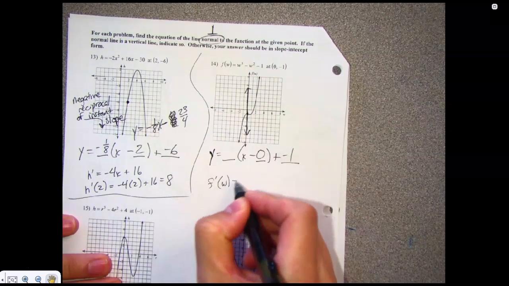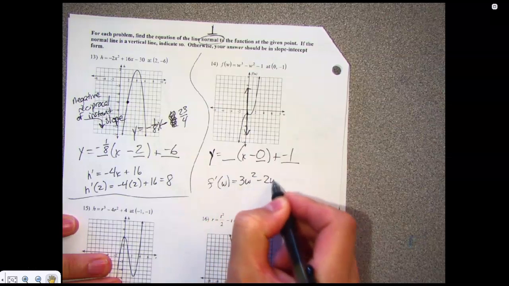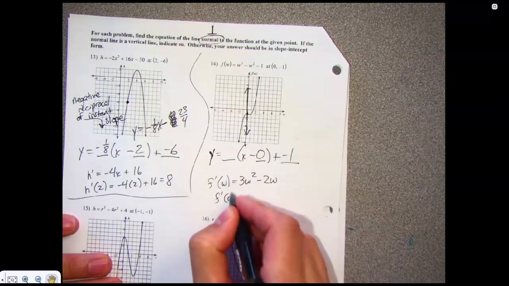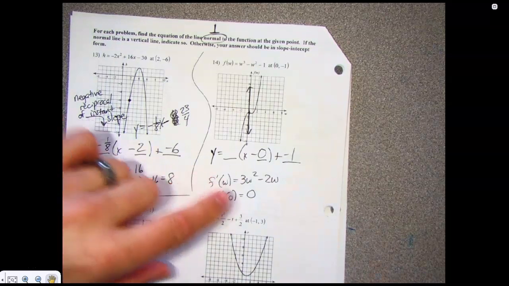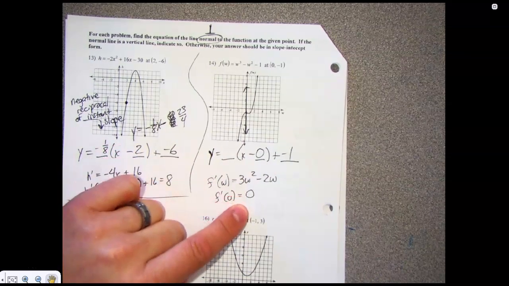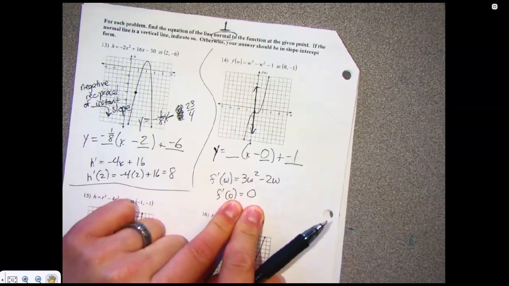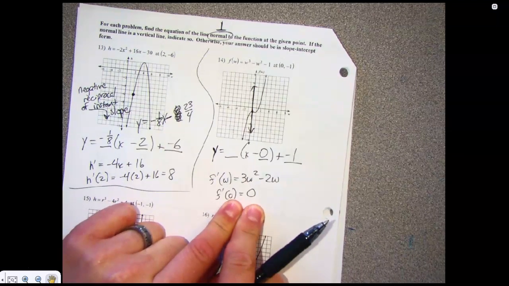So the derivative is 3w squared minus 2w. So the derivative at 0 is 0. So the tangent line of the slope is 0, which is what kind of line? Don't say straight. Undefined. That's not a kind of line either. What is the slope of 0? What kind of line is the slope of 0? Horizontal.